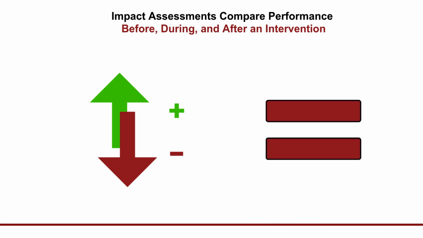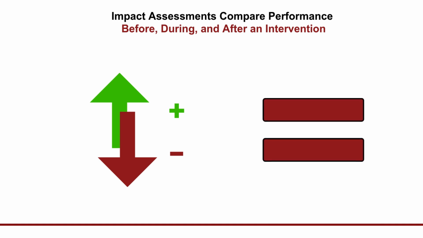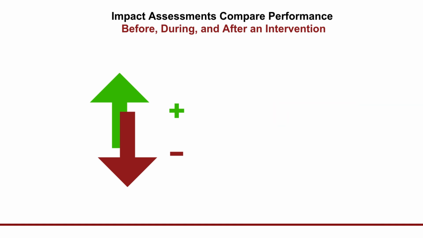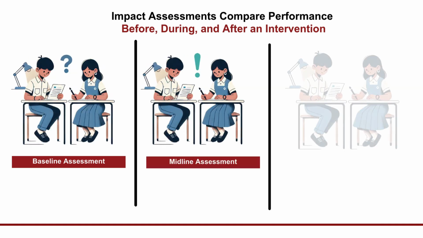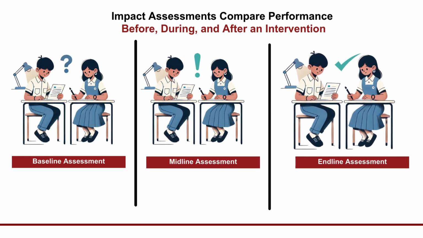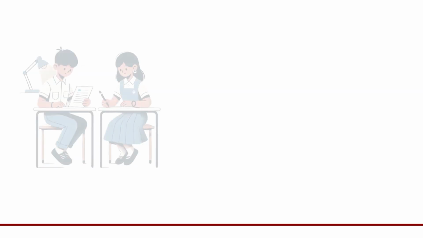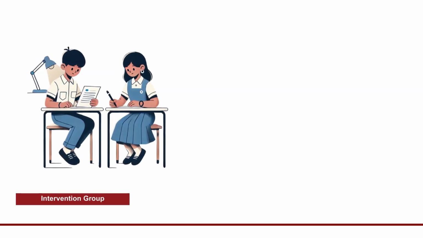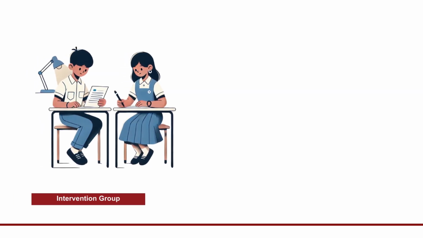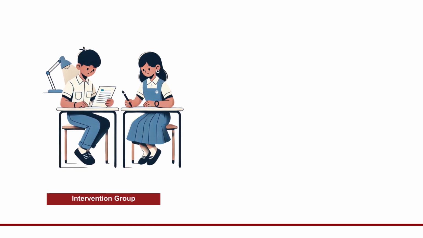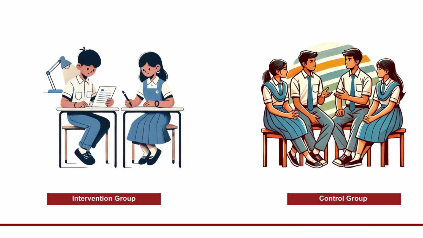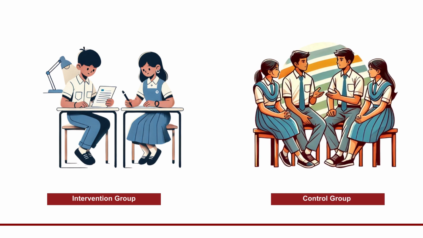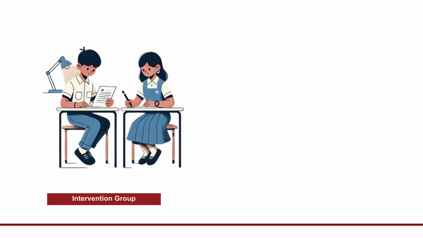For example, if you implement project-based learning in a class, you would compare baseline, midline, and endline results to assess the program's impact. At the same time, outcomes can also be compared between two groups: a group where a program is happening, called the intervention group, and a group where there has been no intervention, called the control group.